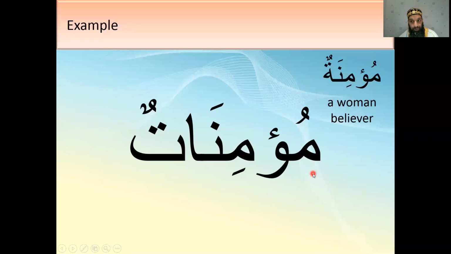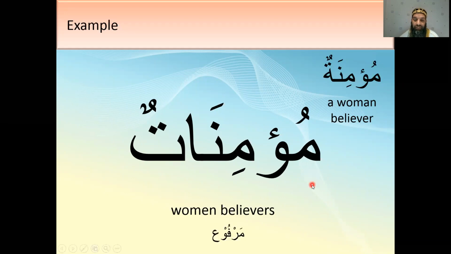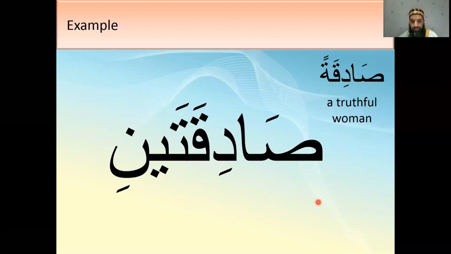Mu'minatun. This one does come. The plurals come more than the duals. Women believers. Excellent. -atin is plural for women. Sadiqatun sadiqatin. Hafidhatun hafidhatin. Abidatun abidatin. Zalimatun zalimatin. Plural women. Marfu. Excellent. Sadiqatan, a truthful woman. Sadiqatayni, the same pattern as masculine. Two truthful women.